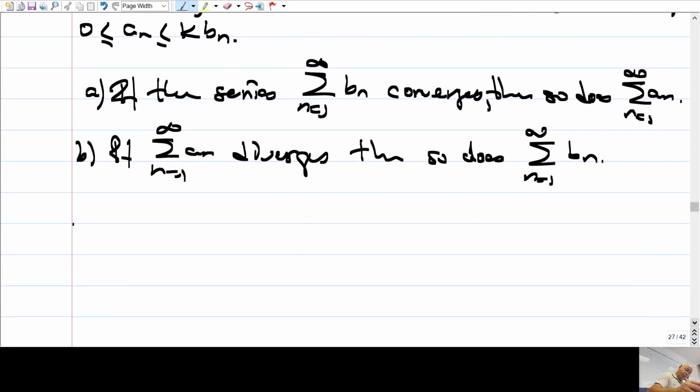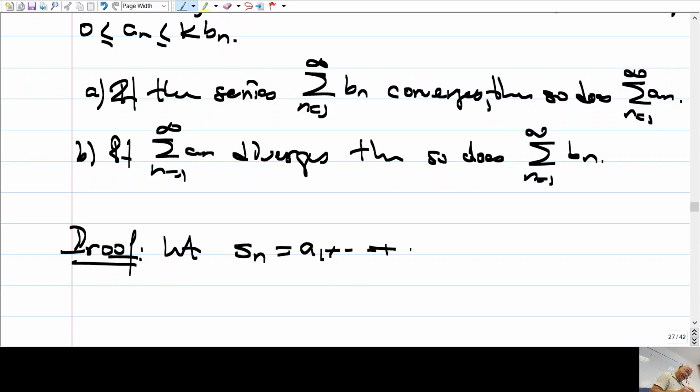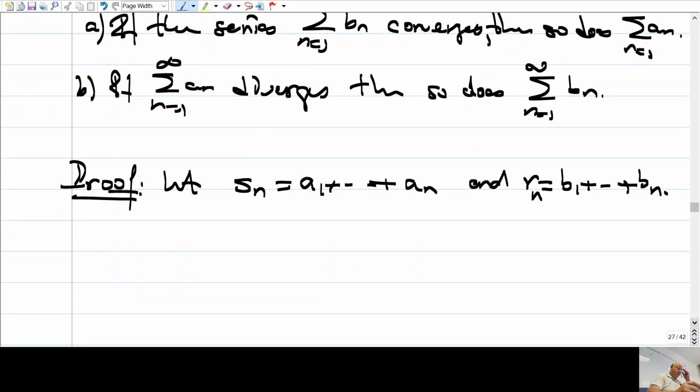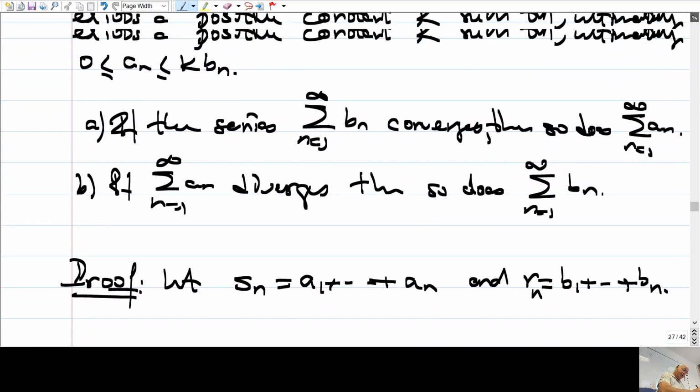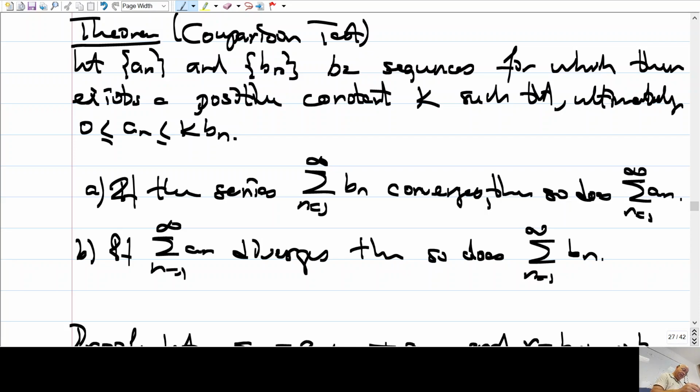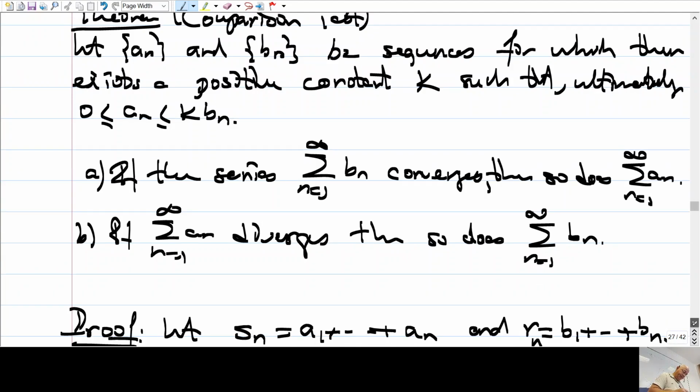Okay, the proof is very easy. Let's see the proof. Well, let S_n be the nth partial sum of the series a_n, up to this, and R_n is this one. Now, by assumption, a_n is less than k times b_n for large n, right? When you say ultimately, it means there is an N.